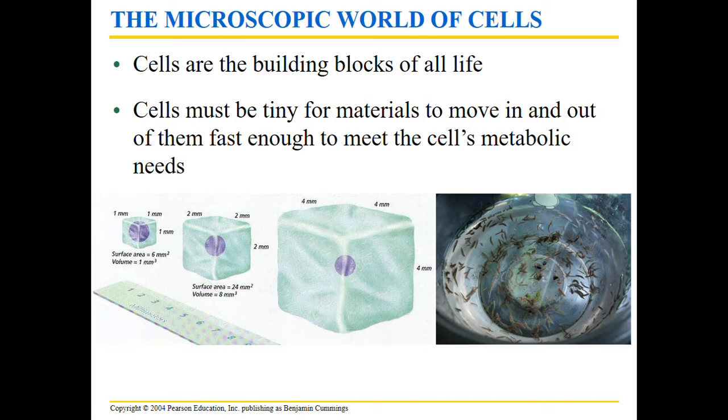So, microscopic world of cells. Cells are the building blocks of life. In our bodies, we have different types of tissues, and these cells work together to make organs with different functions. Cells have to be small enough so that materials can move through it fast enough to meet the cell's needs. For example, oxygen must be able to move in and out of the cell for it to be able to make energy. For example, a small cell that has a lot of surface area is right here. And it's easy for oxygen to be able to get in here.